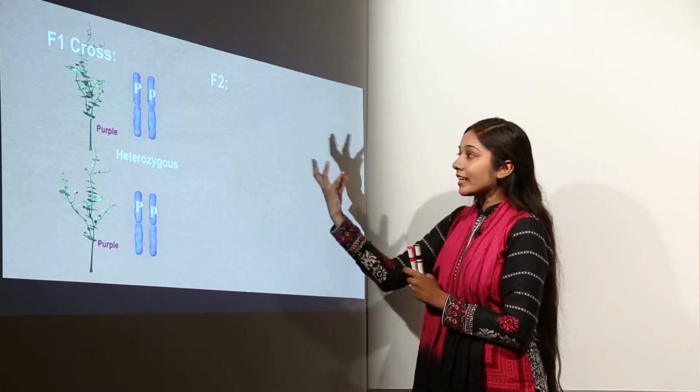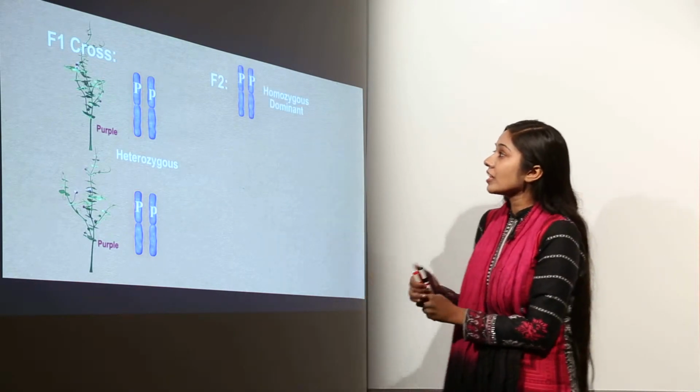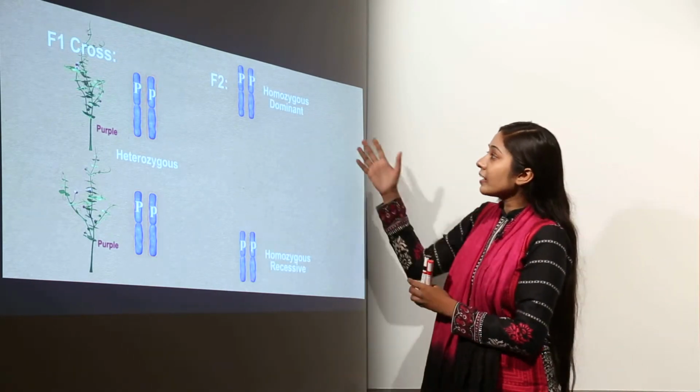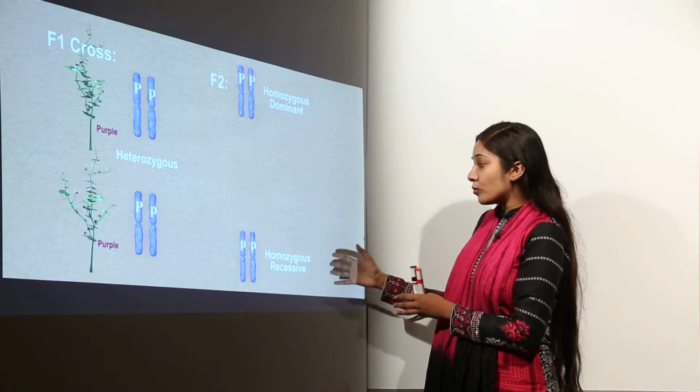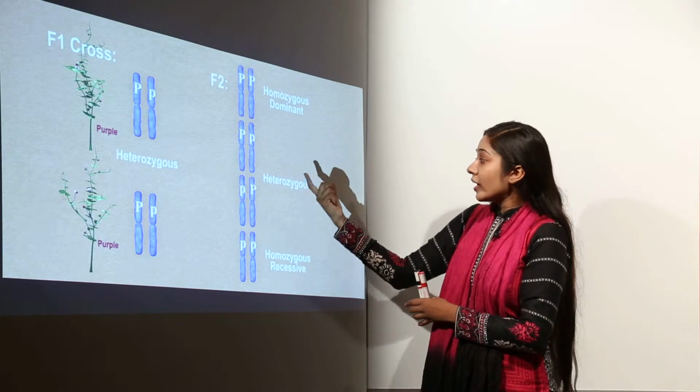We have now heterozygous plants. Both the plants are heterozygous. Now they are not homozygous. They carry different genes. So there are four possibilities. The plant can be homozygous dominant. It can be homozygous recessive. It can be, again, heterozygous.